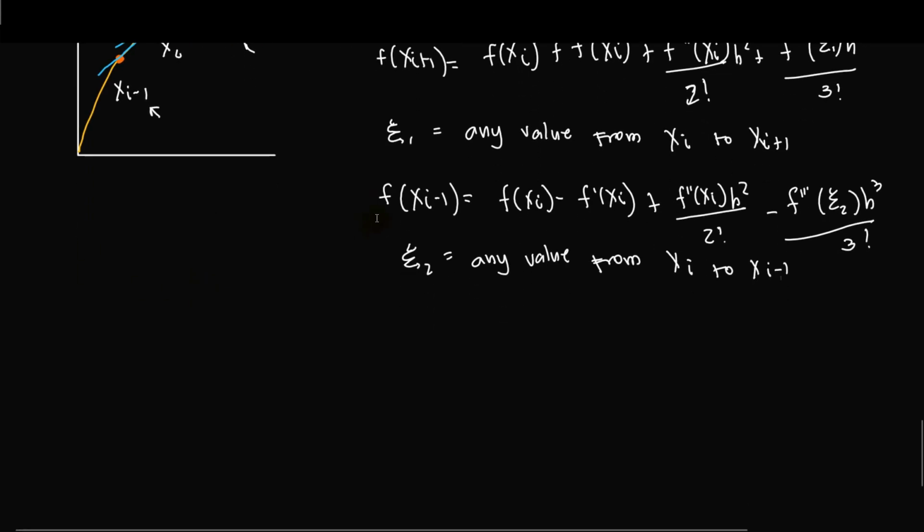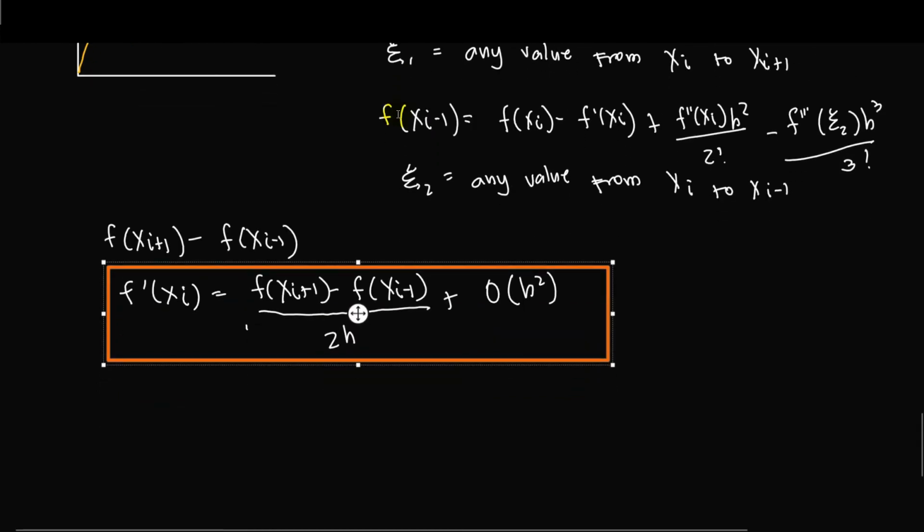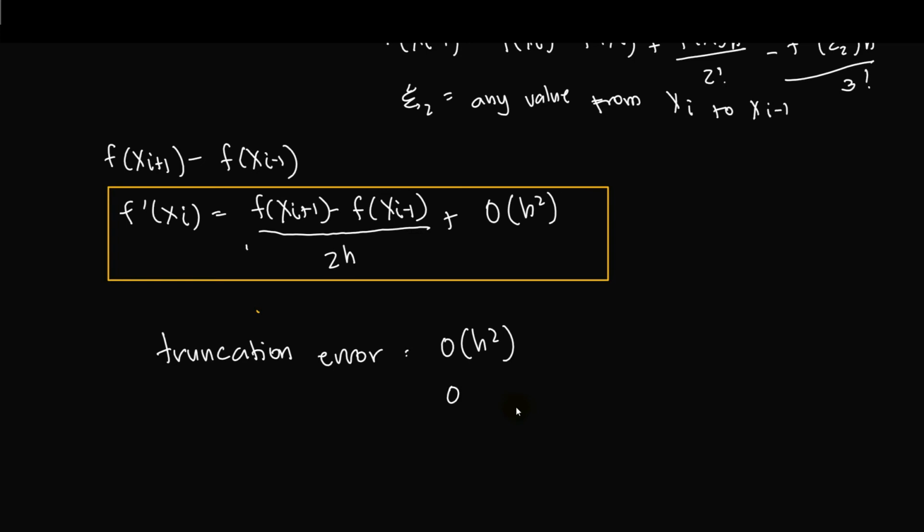Okay, now we will be subtracting this one right here, f of x sub i plus 1 minus f of x sub i minus 1. We will get this equation. Okay, so now we have already derived the formula for our 2-point central difference, this one right here. The second term also represents the truncation error of O of h squared. So notice that this error is of second order, compared to the forward and backward difference, which is of the first order.